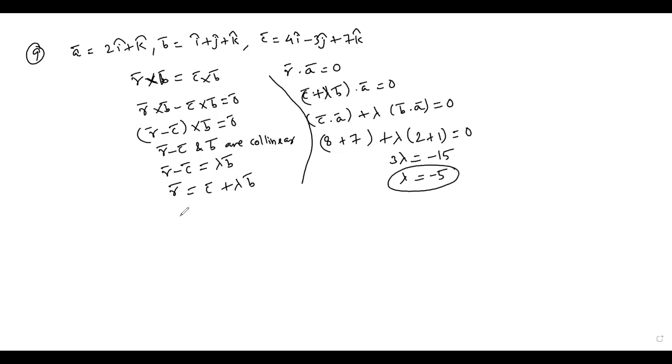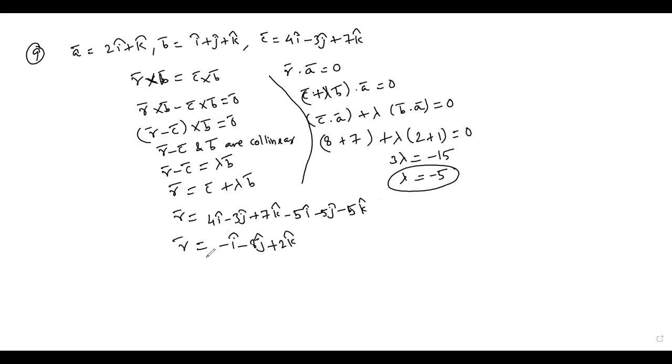Now after getting minus 5, now R bar equal to C bar. What is C bar? 4i minus 3j plus 7k. Lambda is minus 5 into B bar. B bar multiplied with minus 5: minus 5i minus 5j minus 5k. 4i minus 5i, that is minus i; minus 3j minus 5j, that is minus 8j; 7k minus 5k, 2k.